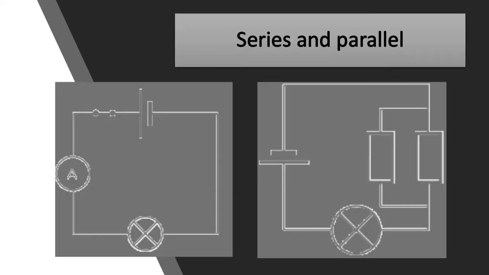If we were to ask you to draw a circuit, this would be the outcome of your circuit. On the left-hand side, we have a series circuit, and on the right-hand side, we have a parallel circuit. This is how you would represent a series or parallel circuit if asked to draw a circuit diagram.